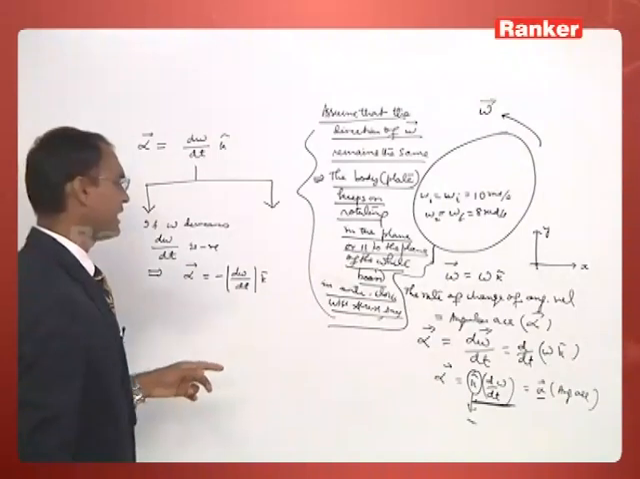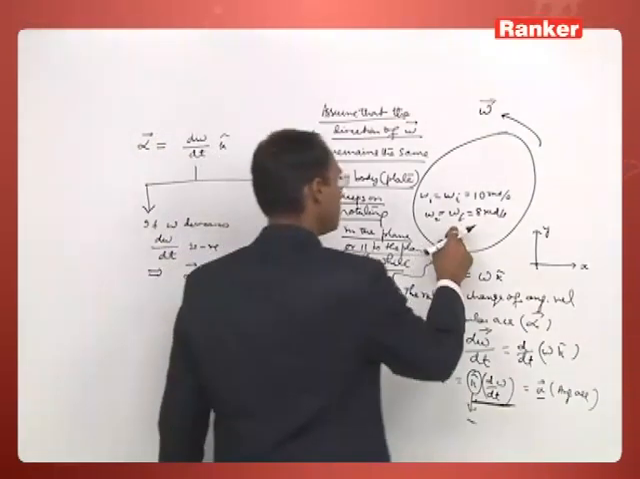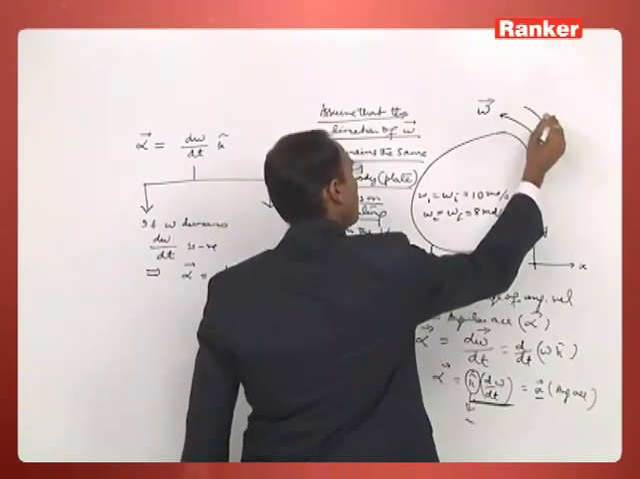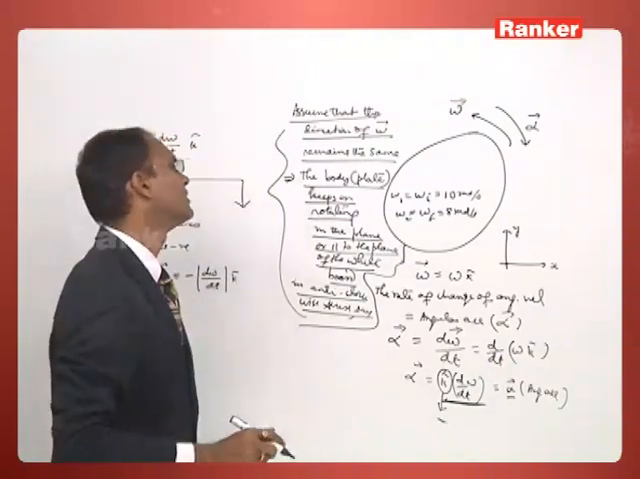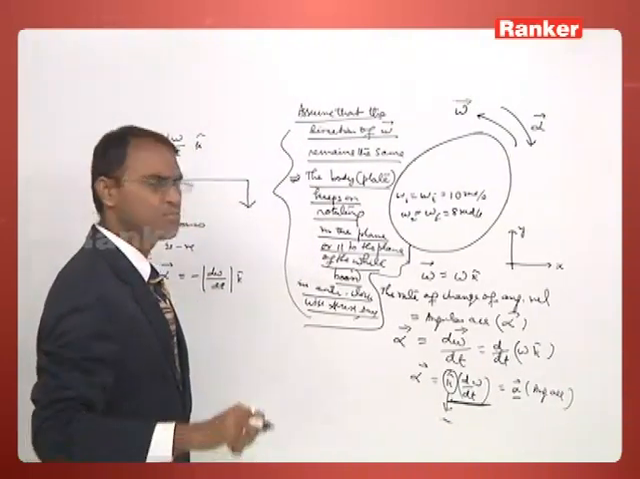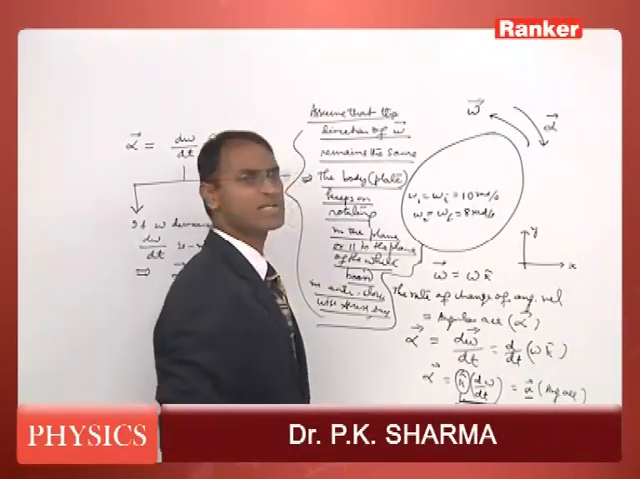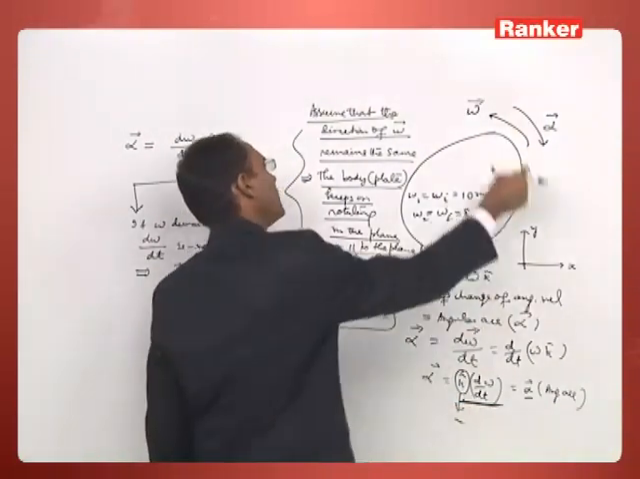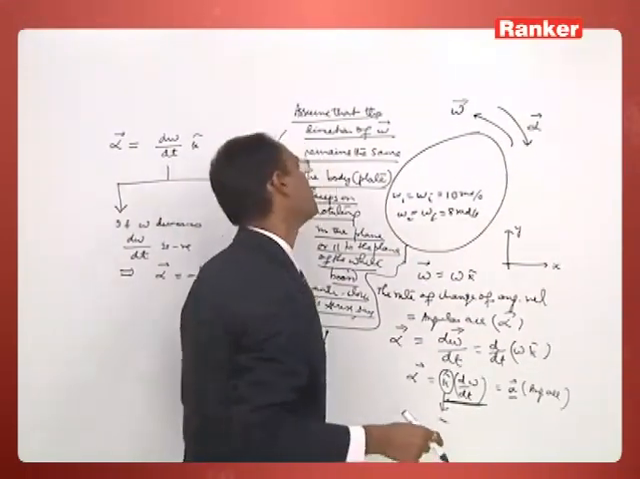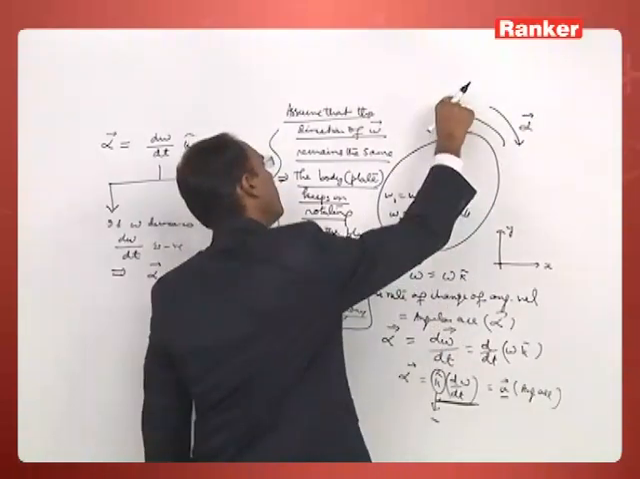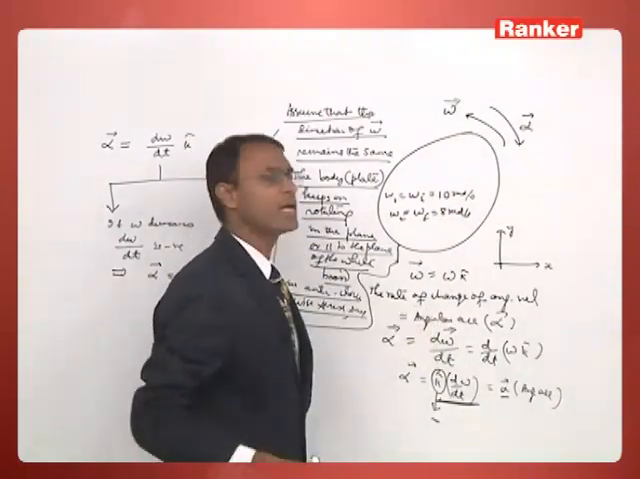Alpha points in negative z direction. Under this assumption, alpha, or the angular acceleration, must be directed in opposite direction of omega. Omega is anticlockwise or positive k. Alpha is clockwise or directed in negative k or negative z direction.